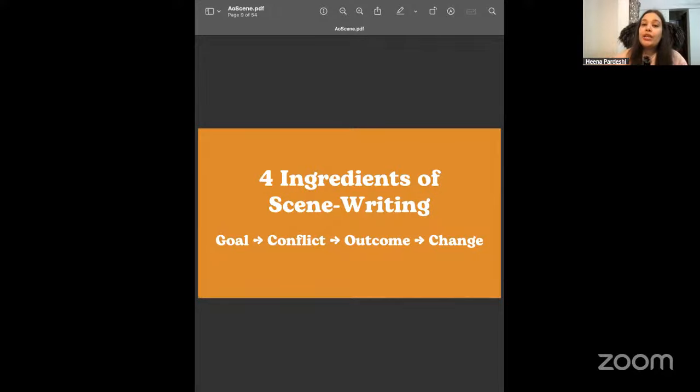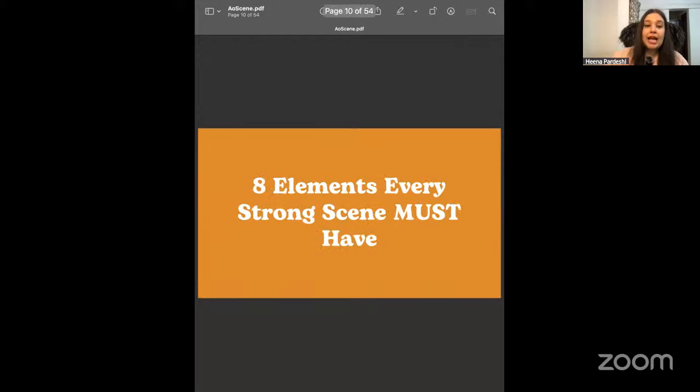Suddenly, your story becomes alive the moment you understand what a scene is. It becomes dynamic, it becomes intentional. You are no longer writing just words, you are actually telling an immersive story. Now, let us look at the 8 elements every strong scene must have.